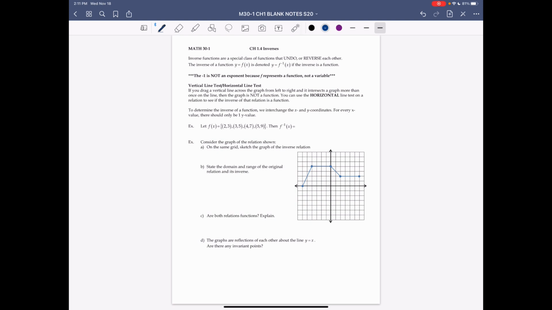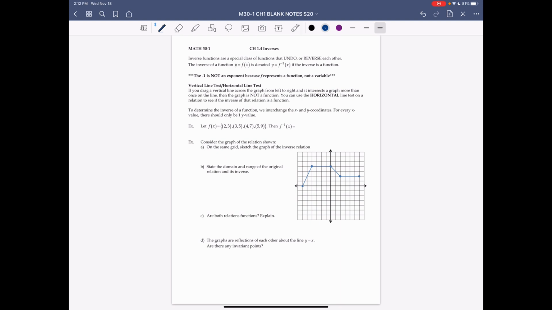Vertical line test / horizontal line test. If you drag a vertical line across the graph from left to right and it intersects a graph more than once on the line, then the graph is not a function. We learned that in Math 10C. You can use the horizontal line test on a relation to see if the inverse of that relation is a function. So if you drag a horizontal line across a relation and it intersects a graph only once at any point, then the inverse of that relation is going to be a function.